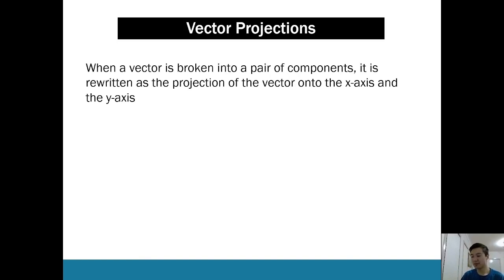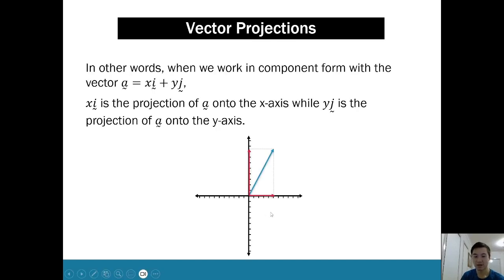So in vectors, you guys also learned about projections. When a vector is broken into a pair of components, we already know that it's rewritten as a projection of the vector onto the x and y axis. So for example, when we have this blue vector, xi + yj, xi is the projection of a onto the x-axis and yj is the projection of a onto the y-axis.